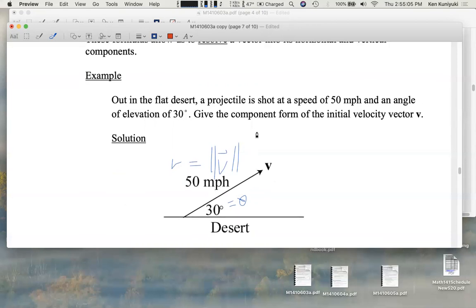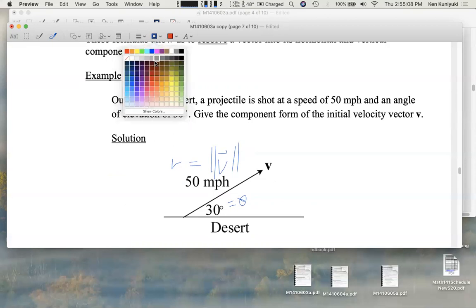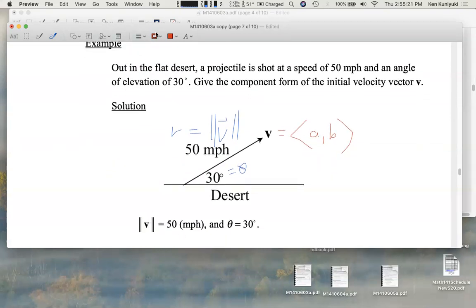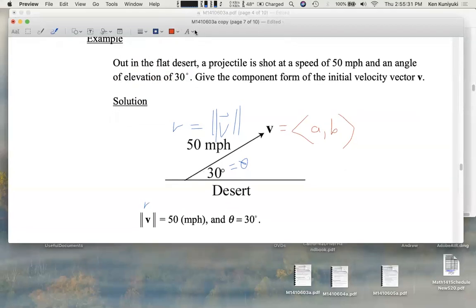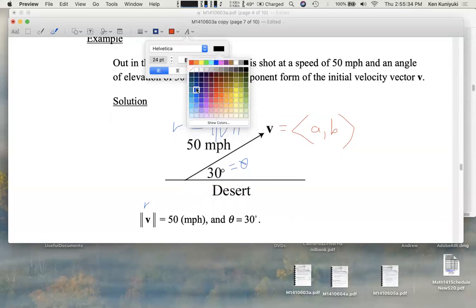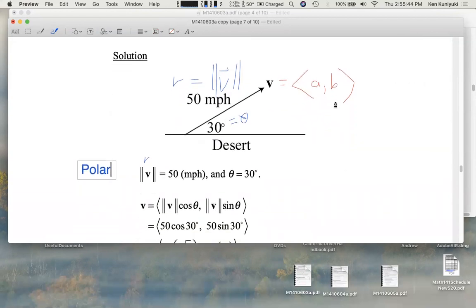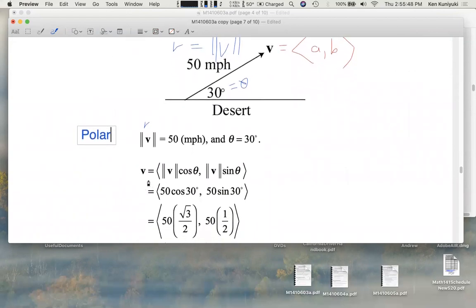So we're going to resolve this vector into its Cartesian component form, into the form angle brackets a comma b, or x comma y. Well, I showed you the handy dandy formula, right? Again, r, or the length of v, the speed, is 50 miles per hour. Theta, the direction angle, is 30 degrees. This is the polar information, remember. And we're going to convert to Cartesian. We want the Cartesian components. So the vector v is a comma b, or if you wish, x comma y.